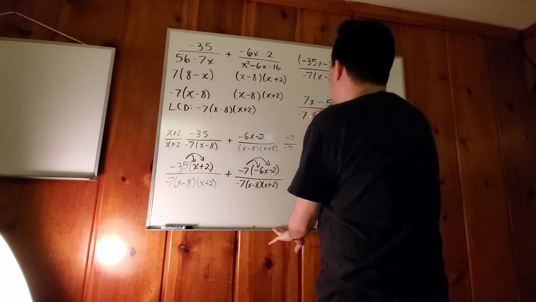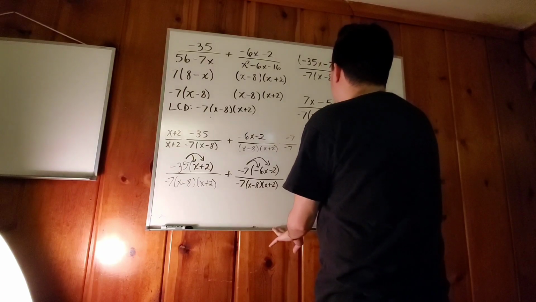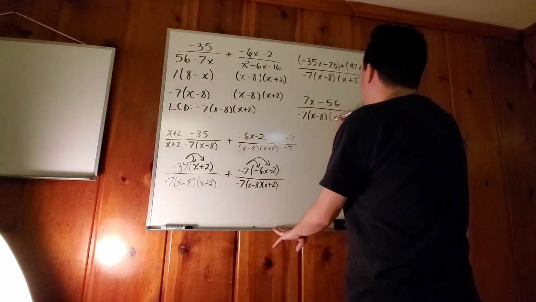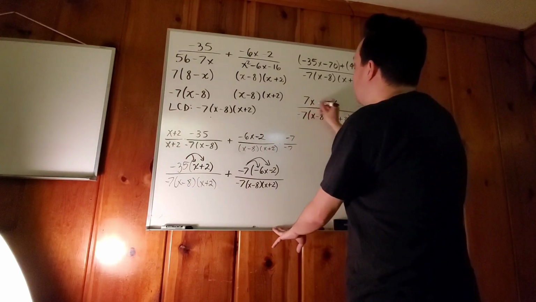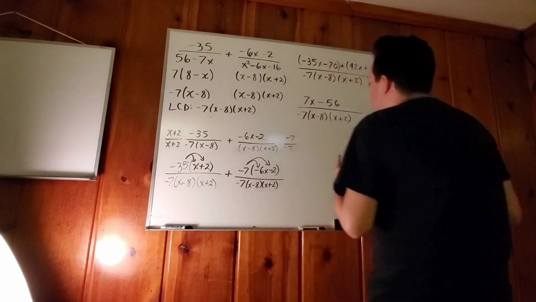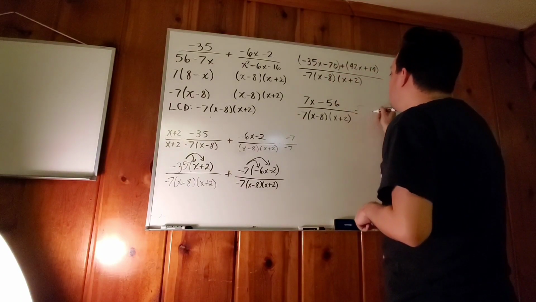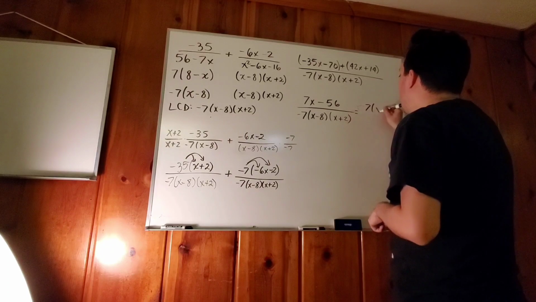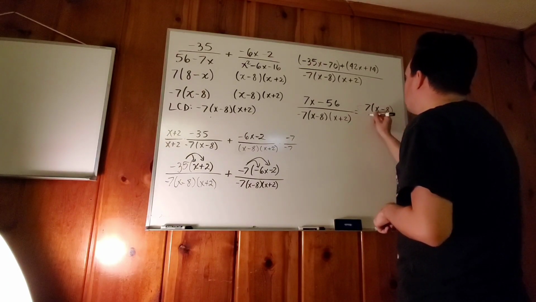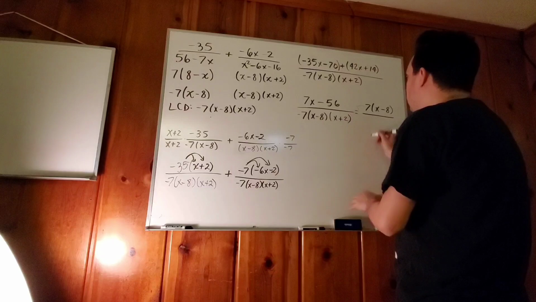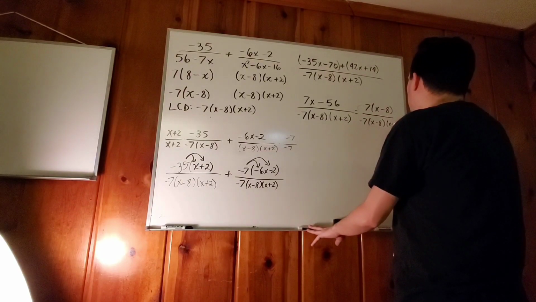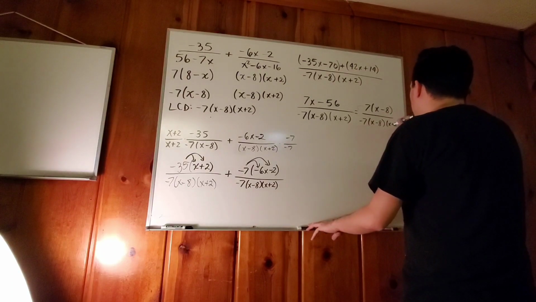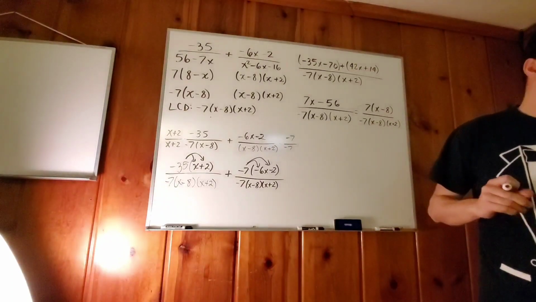In the denominator is still negative 7, x minus 8, x plus 2, right? And so in here, we can actually, again, factorize the 7 out of the numerator. And so the numerator would become 7 times x minus 8, over negative 7, x minus 8, x plus 2. Plus 2, sorry, not minus 2. So that's what we have there so far.